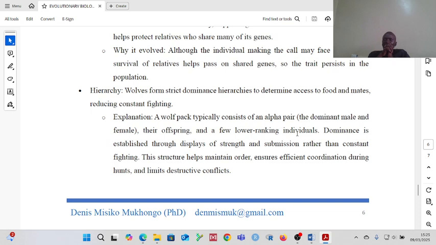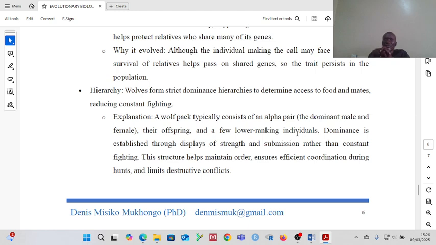In hierarchy, wolves form strict dominance hierarchies, so that through those hierarchical levels of dominance, they help in determining access either to food and mates. So by doing that, it helps to reduce constant fighting, because you know these are more dominant, these are less dominant. Okay. So then you avoid fighting.